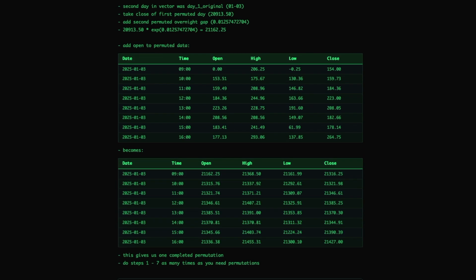Continue permuting each day and stitching them together in the method shown in these steps until you have the whole month. This will give you one permutation. Repeat this whole process 999 times to get 1,000 permutations. This method works for any length of dataset and any aggregation period.